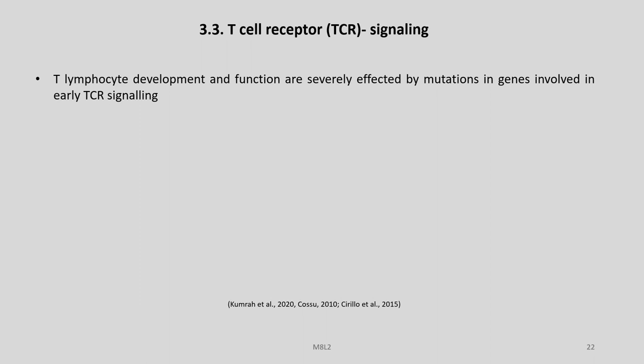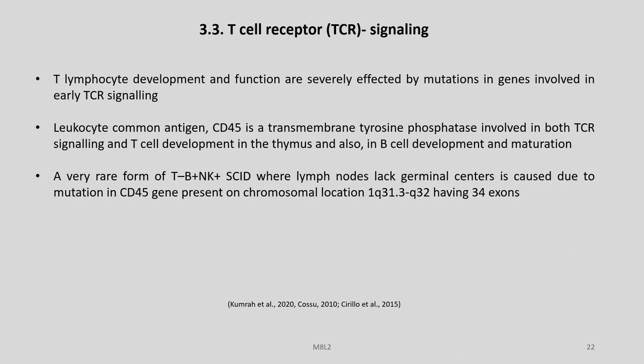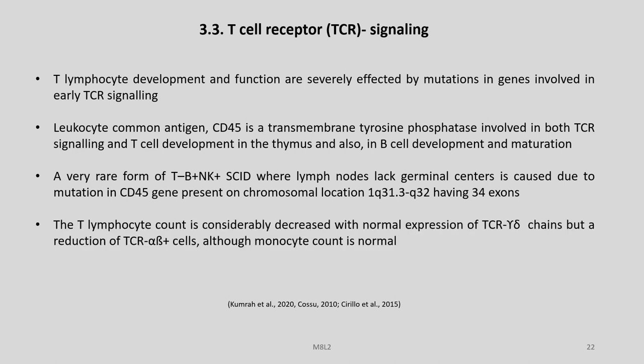T cell receptor signaling. T lymphocyte development and functions are severely affected by mutations in genes involved in early TCR signaling. Leukocyte common antigen CD45 is a transmembrane tyrosine phosphatase involved in both TCR signaling and T cell development in the thymus, and also in B cell development and maturation. A very rare form of T minus B plus NK plus SCID, where lymph nodes lack germinal centers, is caused by mutation in the CD45 gene present on chromosomal location 1q31.3-q32, having 34 exons.